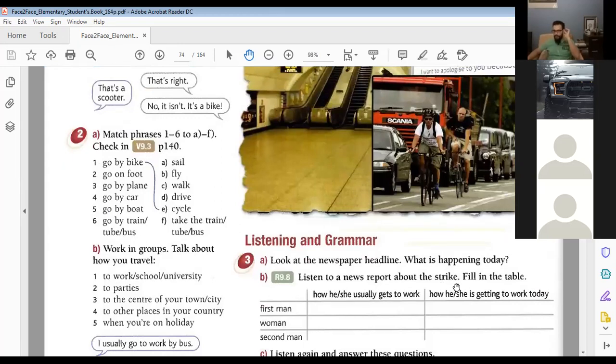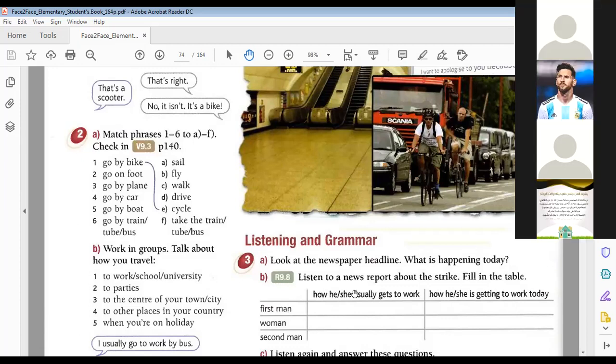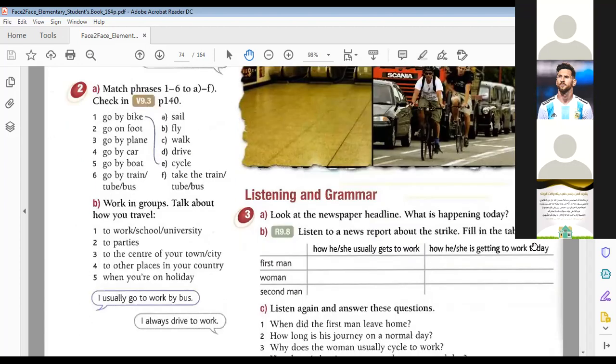Okay, anyways, it says here, look at the newspaper headline. Then we're going to listen to a news report. Okay, so we're going to listen to a news report about the strike. Fill in the gaps. So we have some listening. It says here, listen and fill in the table. Let's read the table, okay? So here we're going to listen to a news report, and there's an interview.